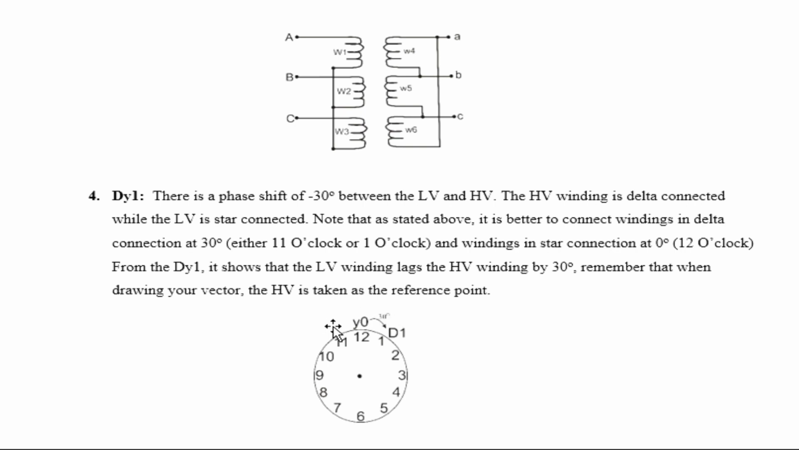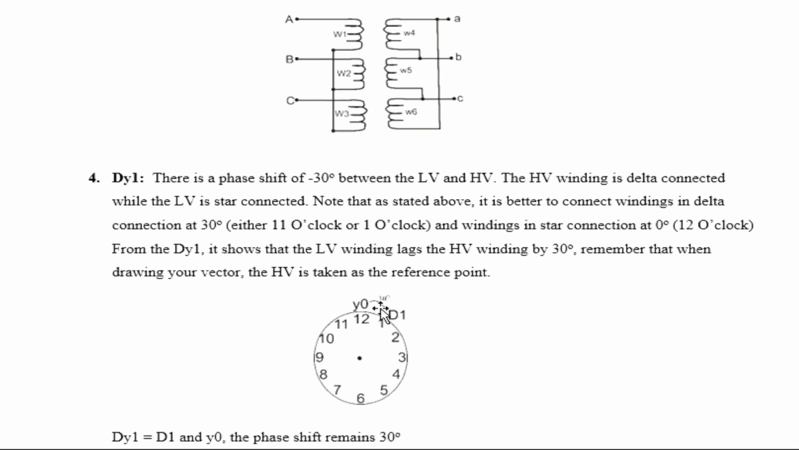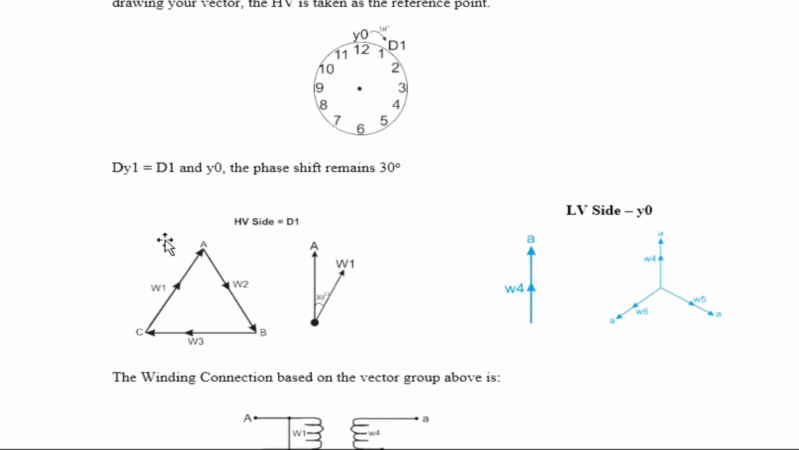Some people might be asking, why didn't we use D11? But I told you that 11 and 1 are the good locations for your delta connection, and your delta connection is on your high voltage side. So on your high voltage side, you have to take 1, so we can take cognizance of this 30 degrees, which is 1 o'clock apart. You can see that your Y is comfortable on the 0 position and your D is comfortable on the 1 position. So that is how we got this diagram.